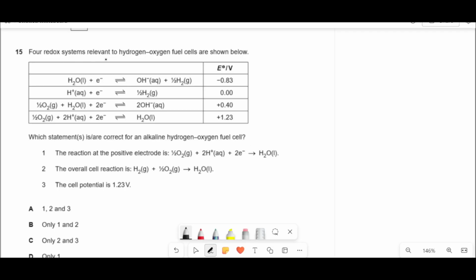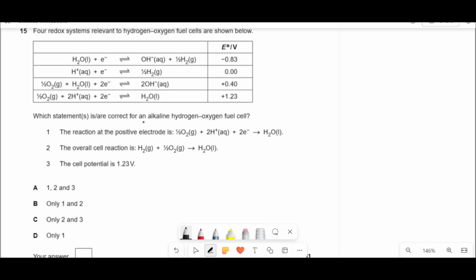Now it says 4 redox reactions relevant to hydrogen oxygen fuel cells are shown below, which is correct for an alkaline hydrogen oxygen fuel cell, right? Cool. So in an alkaline hydrogen oxygen fuel cell, a hydrogen fuel cell quickly, is where you've got H2 plus a half O2, and the overall reaction makes H2O liquid, right? That's overall what it is.